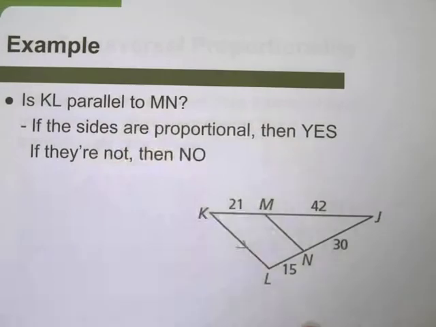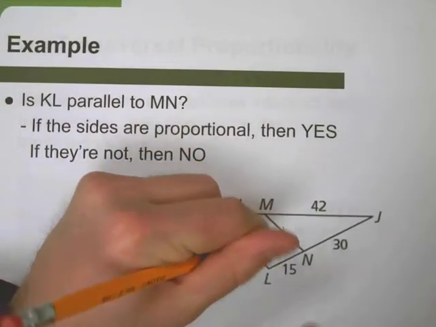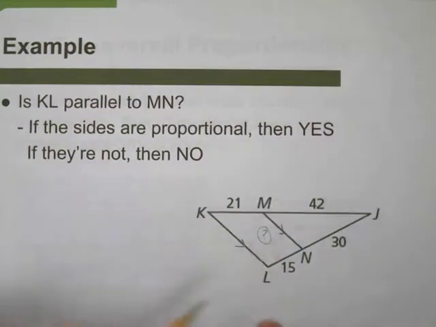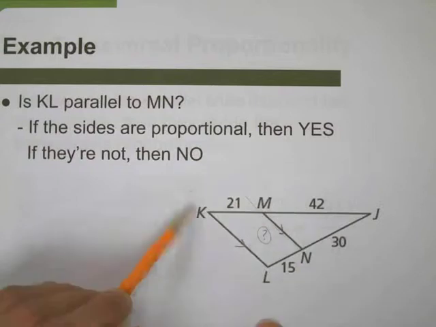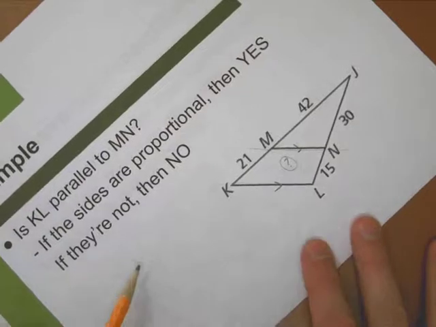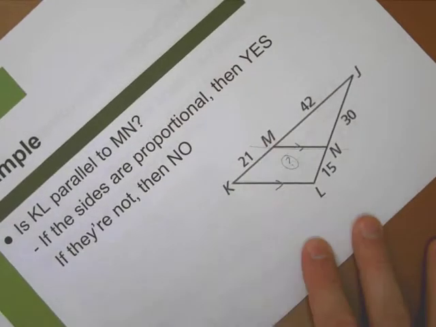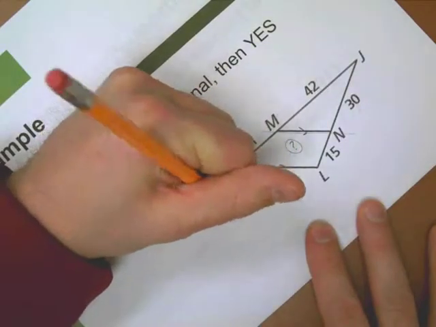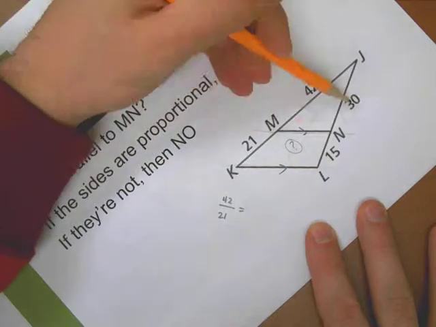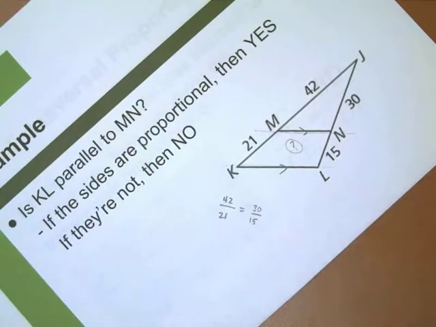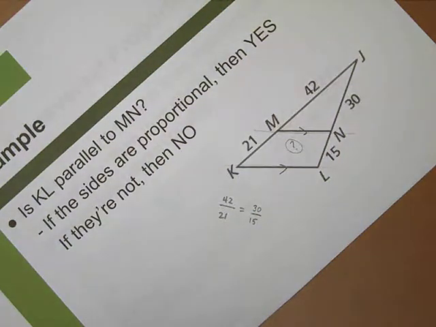The question is now, is KL here parallel to MN here? I don't know if those two lines are parallel. So here's what I know, though. If they're parallel, that means that these two are the parallel lines, that's my base, and that means that this must cut these two sides proportionally. So that means 42 is to 21 as 30 is to 15. If that ratio is the same on both sides, then they're parallel.